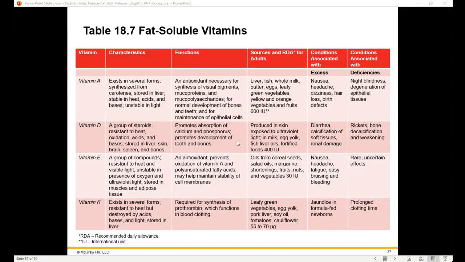Vitamin D promotes absorption of calcium and phosphorus and promotes development of teeth and bones. Vitamin E, this is an antioxidant. It prevents oxidation of vitamin A and polyunsaturated fatty acids and may help maintain stability of the cell membranes. And vitamin K is required for synthesis of prothrombin, which functions in blood clotting.